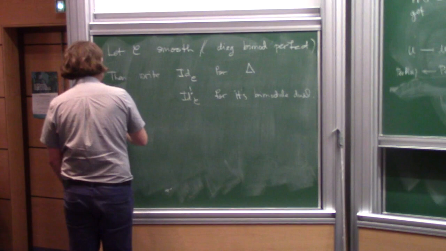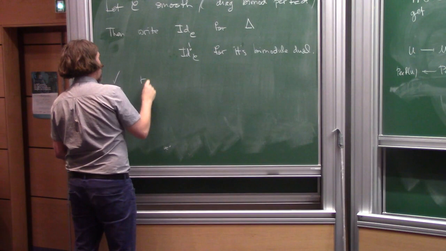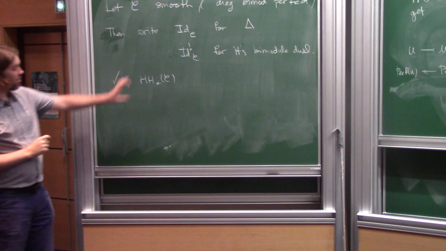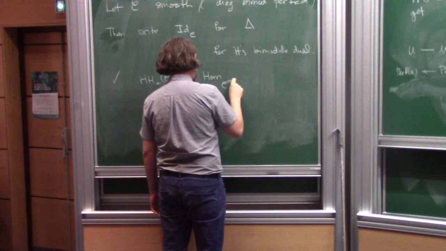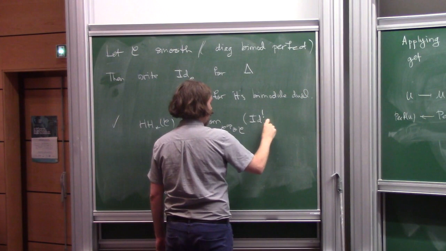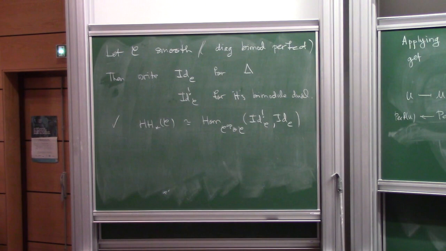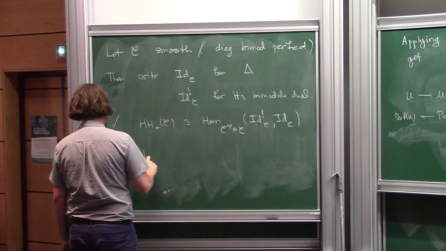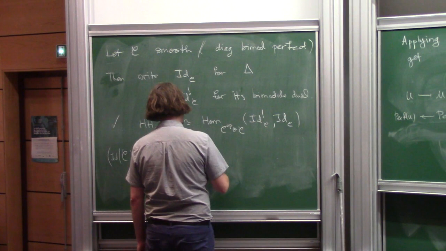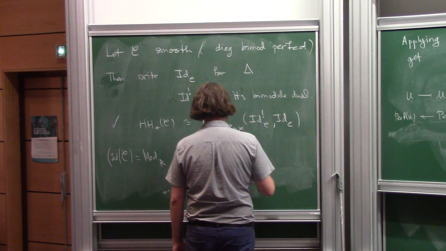Then you can check that since it's smooth, Hochschild chains, by the way, everything's at the chain level in this talk, this can be identified with Hom of bimodules, or endofunctors, from id bang to id. Concretely, if the big category associated to C was modules over some DG algebra R, then in this case id bang would be the Hom complex from the bimodule R to R tensor R op.